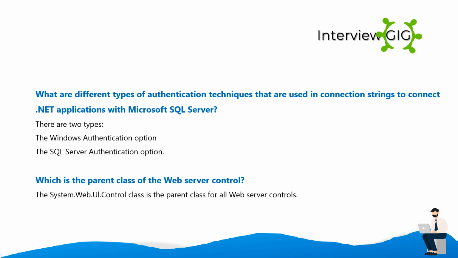What are the different types of authentication techniques that are used in connection strings to connect .NET applications with Microsoft SQL Server? There are two types: the Windows authentication option and the SQL Server authentication option. The System.Web.UI.Control class is the parent class for all web server controls.